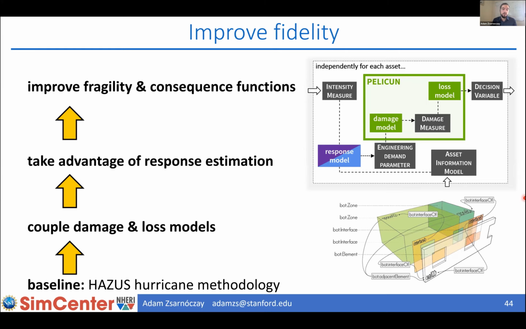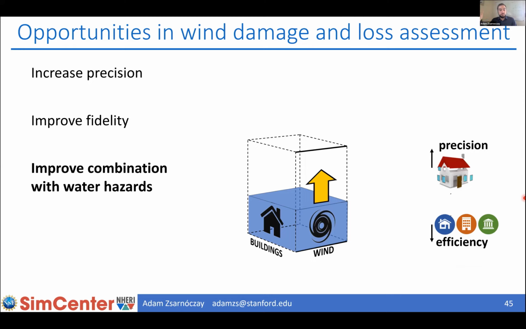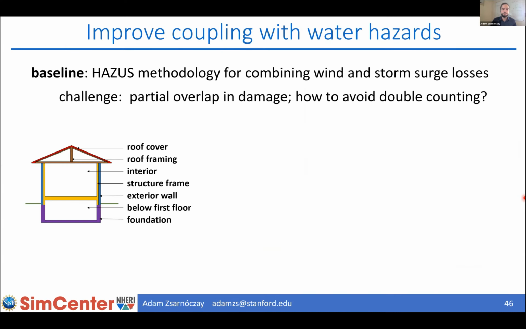So that would be the highest level I can see at the moment. All right, so we've seen precision, we've seen fidelity. The last step is how to improve the combination with other hazards. Again, the baseline is HAZUS.